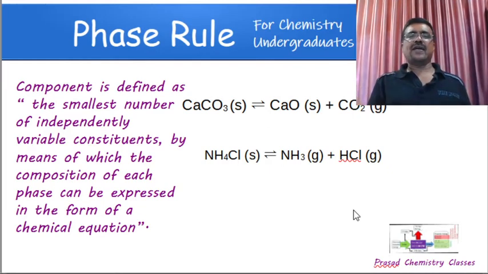So ammonium chloride decomposes to ammonia and HCl. There also we require only two components, not three components. We have three chemical species, but the number of components will be taken as two. That is the significance of this.